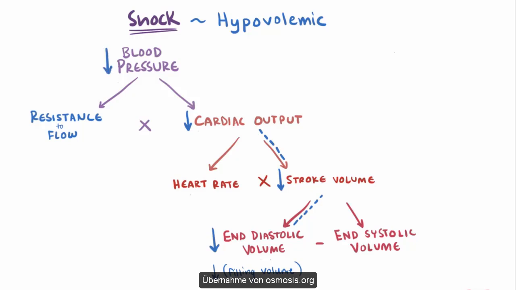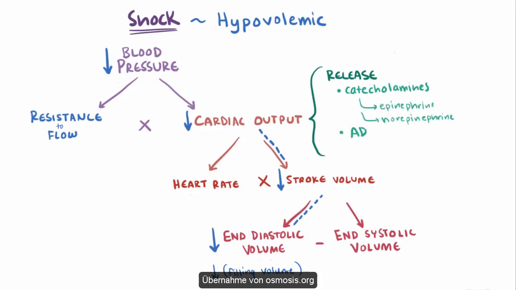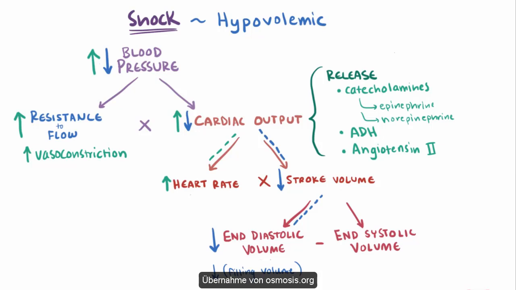and finally we see that blood pressure goes down. When cardiac output goes down, catecholamines like epinephrine and norepinephrine, ADH and angiotensin II are released, all of which cause vasoconstriction of blood vessels, which increases vascular resistance and increases heart rate, which increases cardiac output. And these combined effects all increase blood pressure.